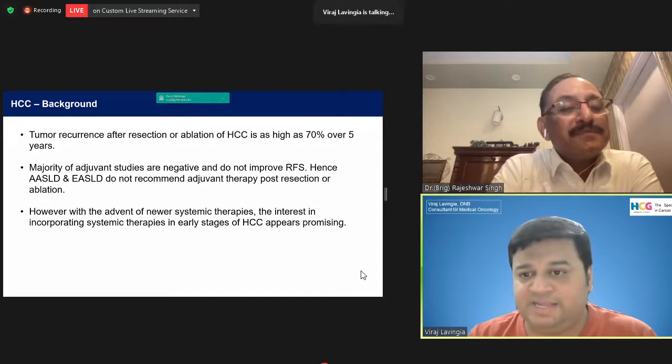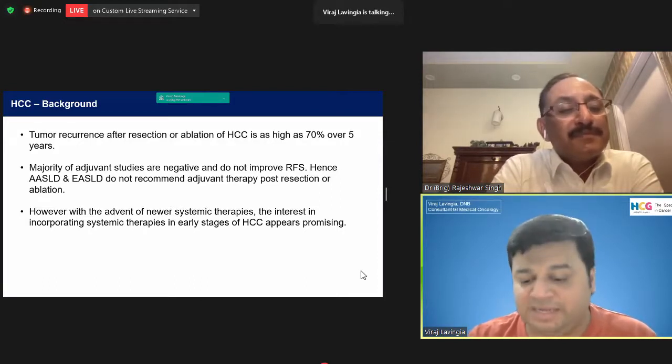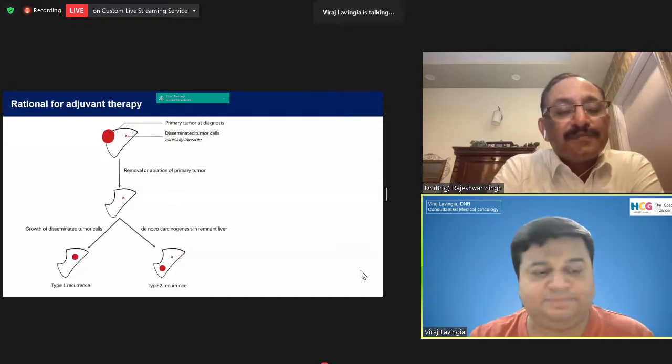However, as I said, we have newer systemic therapies, and incorporating them in earlier stages appears promising, and we will just see a few of the studies here.